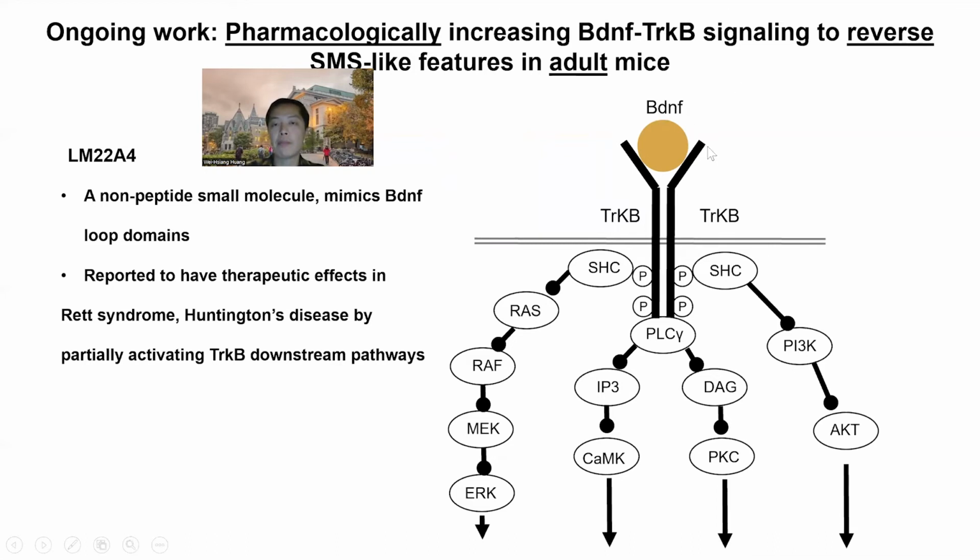So just a reminder, right? BDNF is a secreted molecule. It has to bind to the TrkB receptor to enhance downstream signaling. And we found a drug called LM22A4. It is a small molecule that mimics the BDNF domain. So basically, it can also enhance the TrkB signaling pathway. It has been shown to have some potential in other diseases. And we are using this drug to see if we can reverse or delay some of the symptom progression in adult SMS mice. So this project will be the main focus of our lab next year.